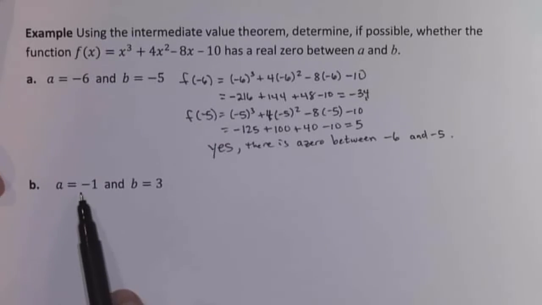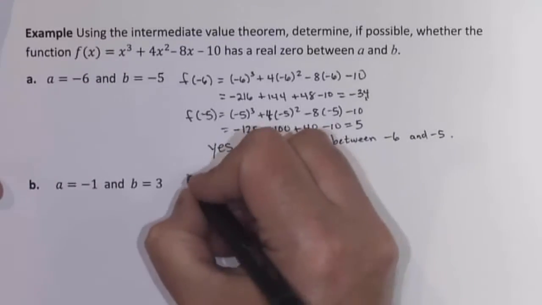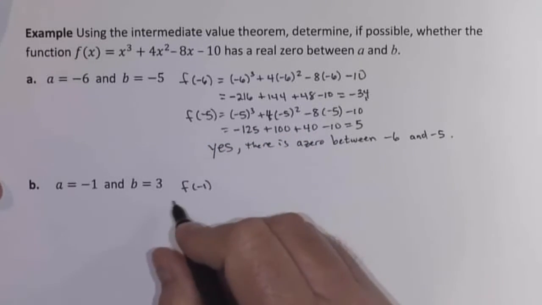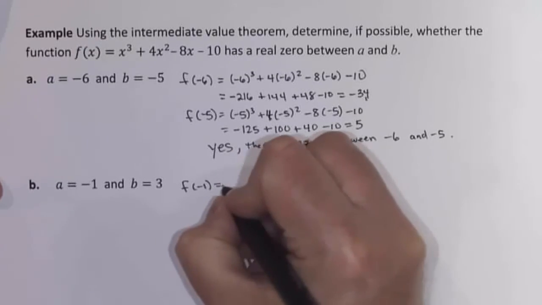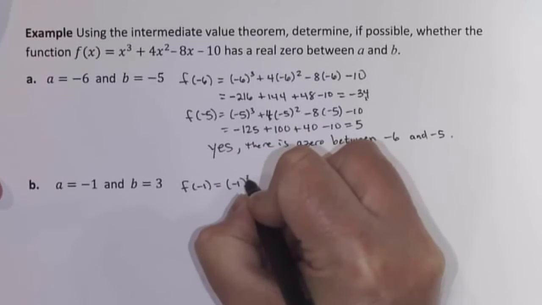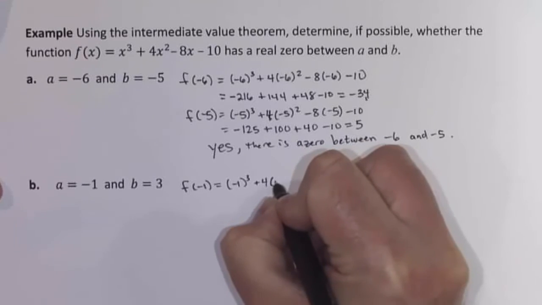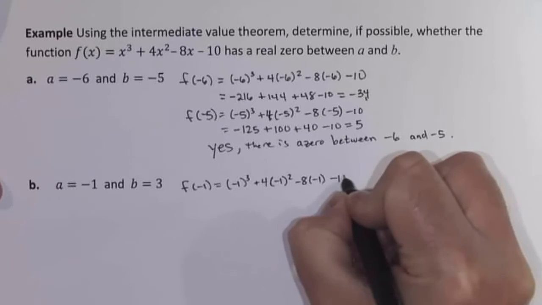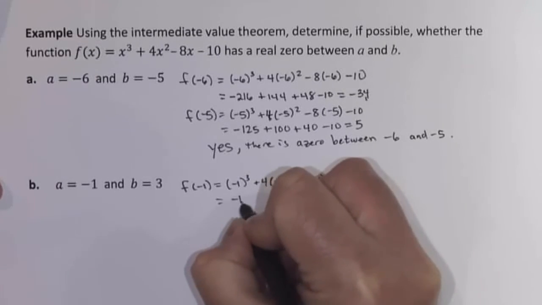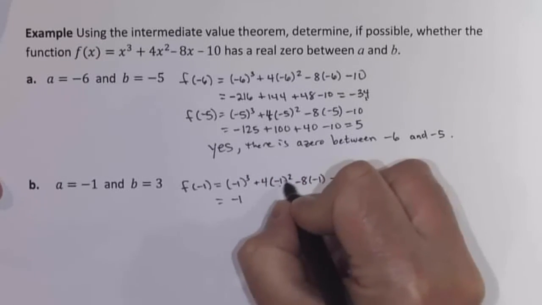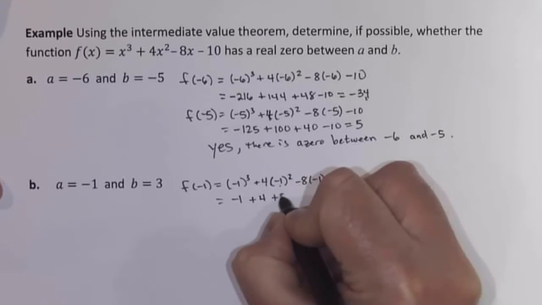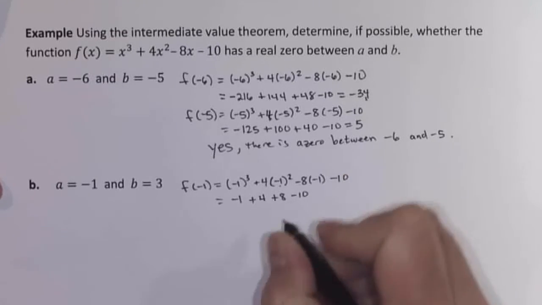Now, is there a 0 between a equals negative 1 and b equals 3? Well, we do the same basic approach. We're going to find f of negative 1 and see what we get, and find f of 3 and see what we get. F of negative 1 is going to be negative 1 cubed plus 4 times negative 1 squared minus 8 times negative 1 minus 10. Negative 1 cubed is negative 1. Negative 1 squared is 1, times 4 is 4. Minus 8 times negative 1 is plus 8, minus 10.